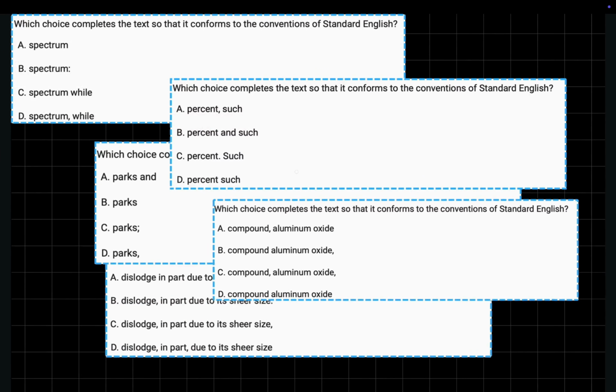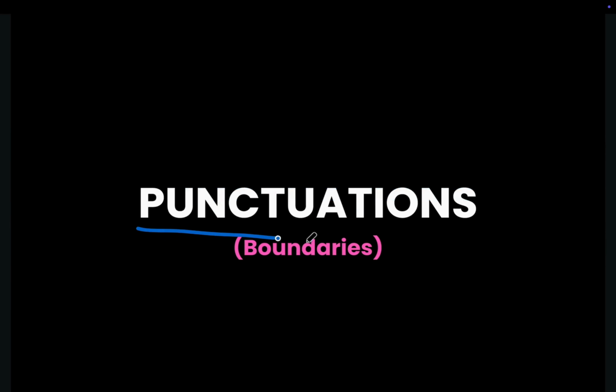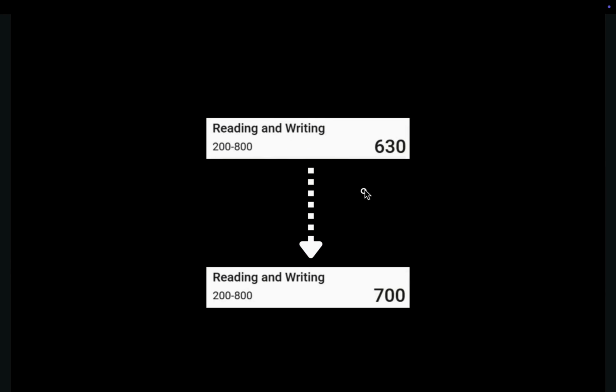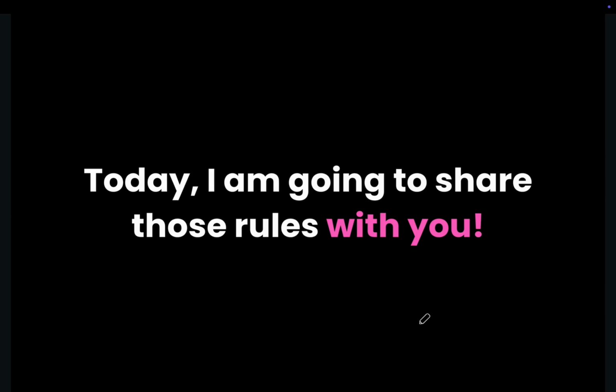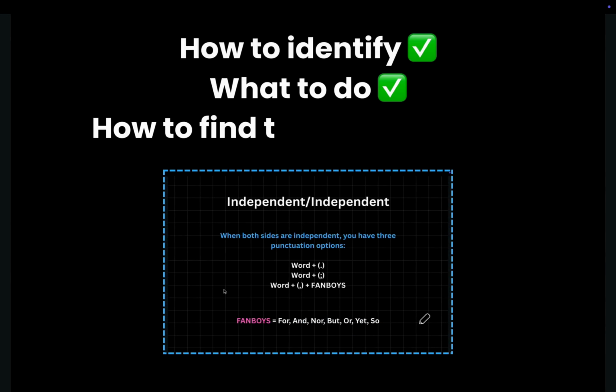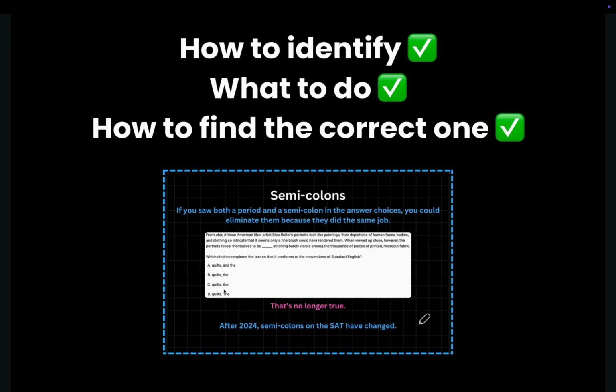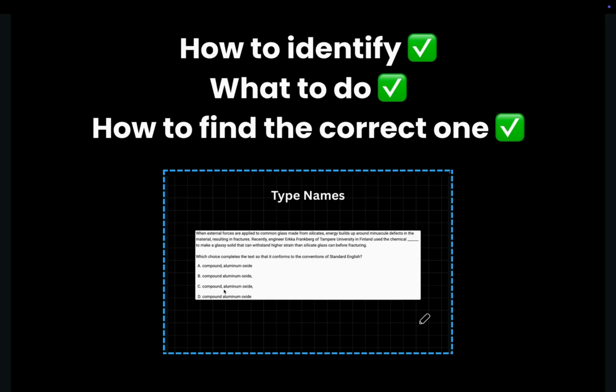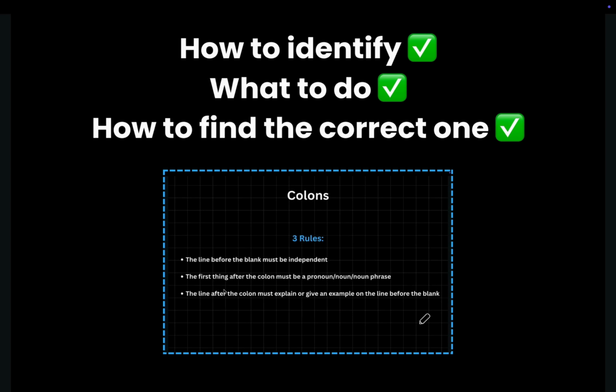I have solved hundreds of SAT boundary or punctuation questions, and I have noticed patterns that help my students boost their reading and writing scores by 50 to 100 plus points. Today, I'm going to share those rules with you, along with multiple examples, so you know exactly how to identify sentence types, what to do when you see them, and how to spot the correct answer almost every single time.